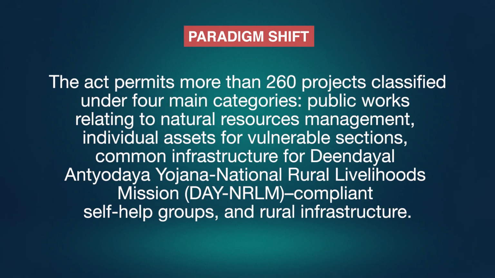The Act permits more than 260 projects classified under 4 main categories: project work and public work related to natural resource management, individual assets for vulnerable segments of society, common infrastructure, as well as rural infrastructural projects. Thus, we need to understand that there are various categories into which work under MGNREGA can be divided and fit.